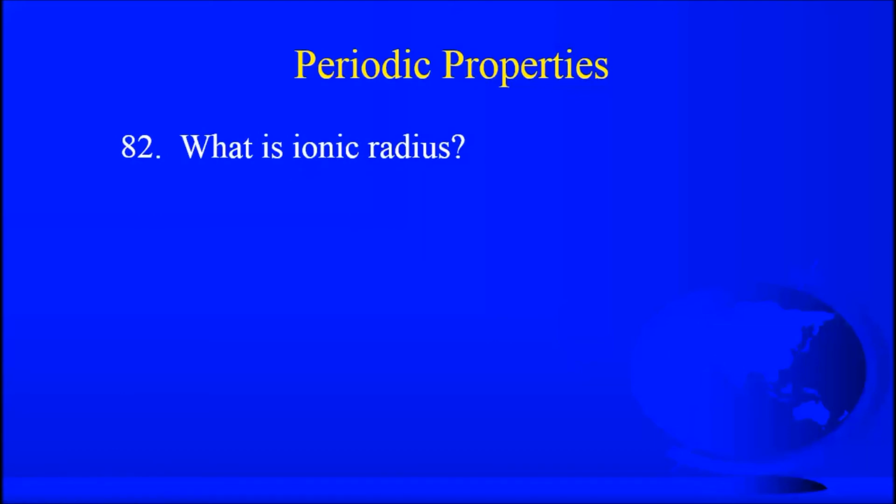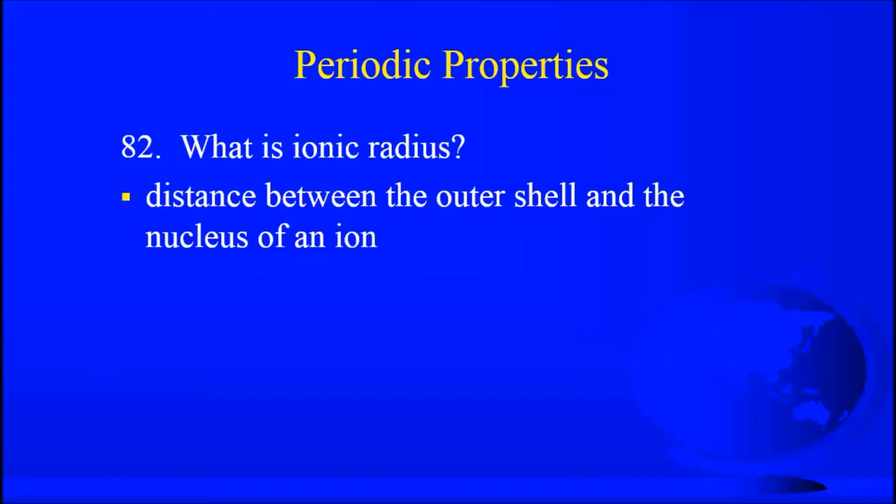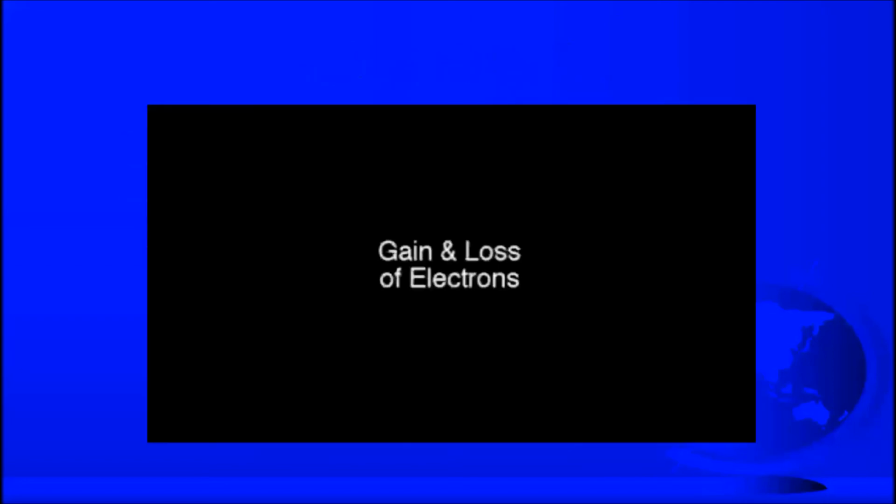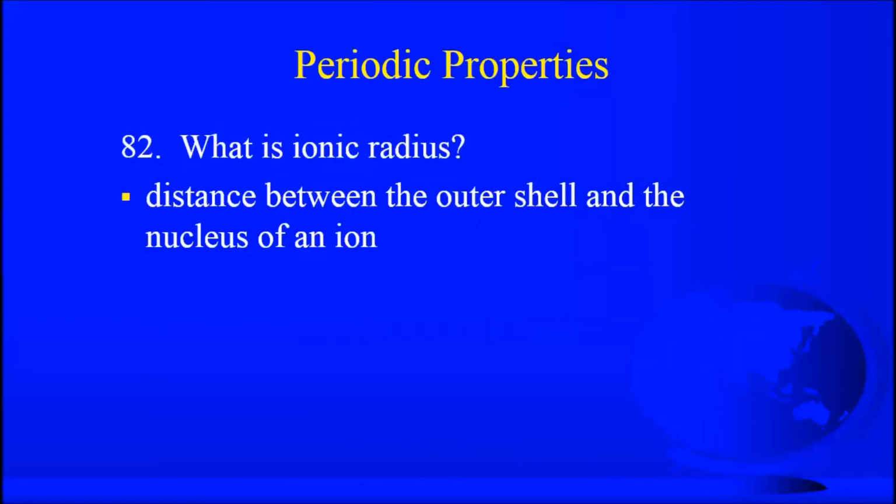Ionic radius. What is ionic radius? Ionic radius is very similar to atomic radius, but where atomic radius refers to an atom, ionic radius refers to an ion. So what we're going to look at is what happens to an atom's size when it becomes an ion. And here's the metaphor to help you understand.